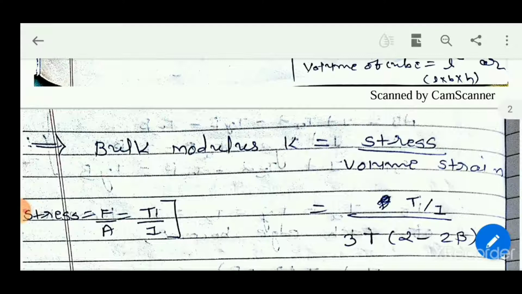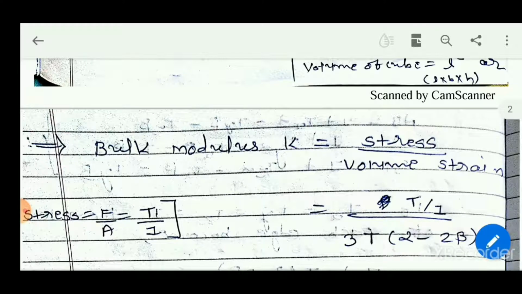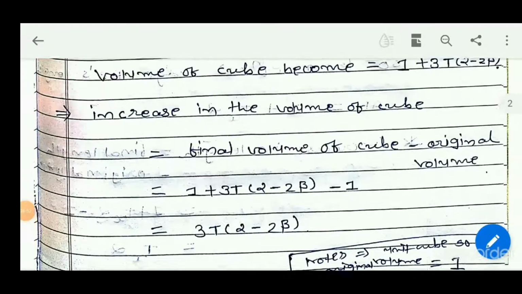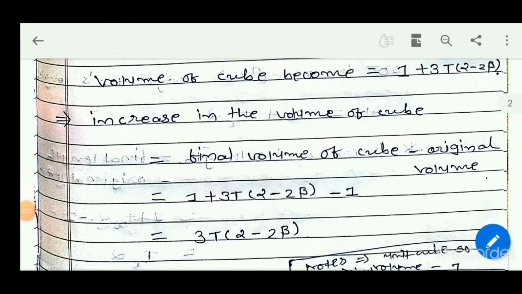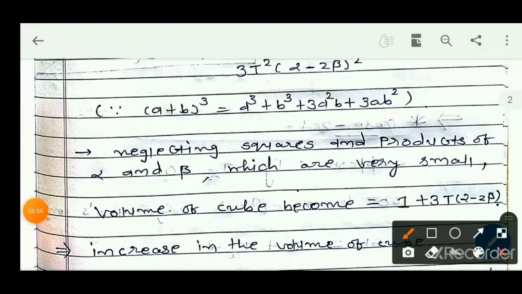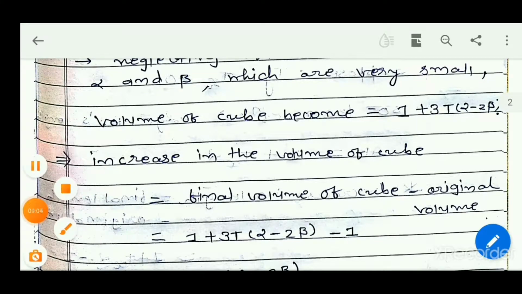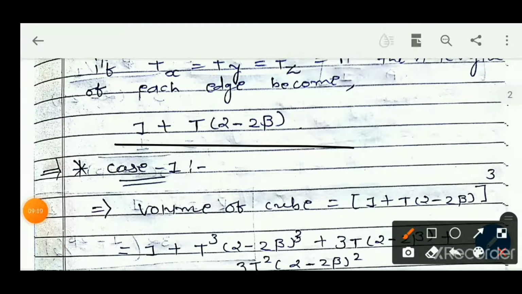So bulk modulus is equal to stress upon volume strain. Now you can see the hierarchy of our question: we want to find volume strain. To find volume strain, we want the increment in volume, or change in volume. That's why we find volume. So this is the hierarchy, and to find the volume, we find the length. That's how we start.